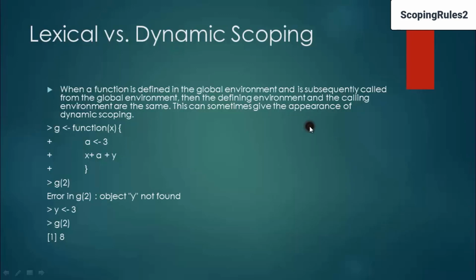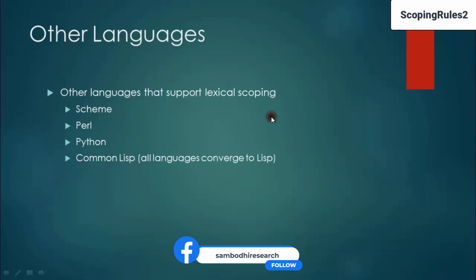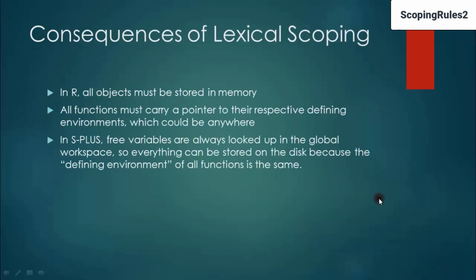Moving on, what are the other languages that support lexical scoping? There are multiple languages, the common ones being Lisp, all languages converge to Lisp, Python, Perl, and Scheme. All these languages support lexical scoping.